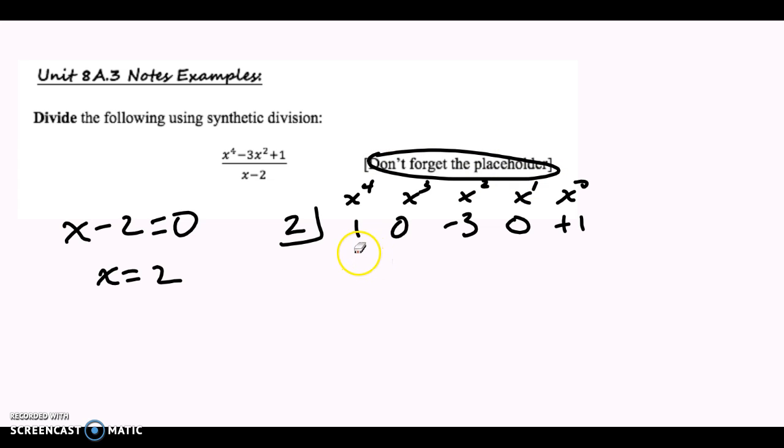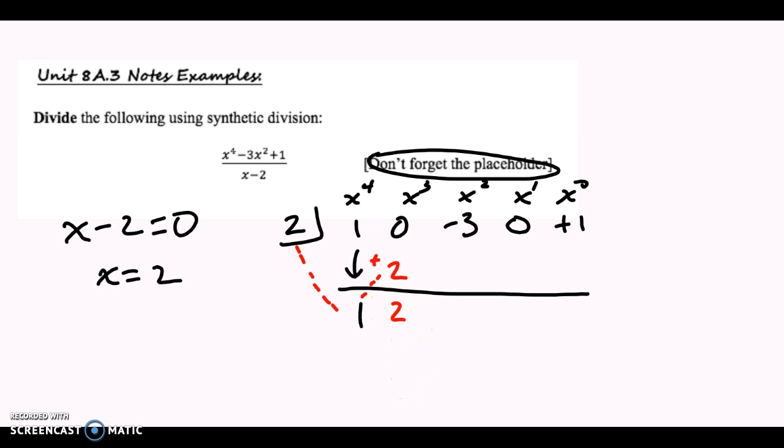Next, we're going to bring down this 1, and here's how synthetic division works. I'm going to take the 2 and multiply it by 1, and whatever number I get, I'm going to put underneath the 0. Now the 0 and the 2, since it's a positive 2, I'm going to add those together, and I get a positive 2.